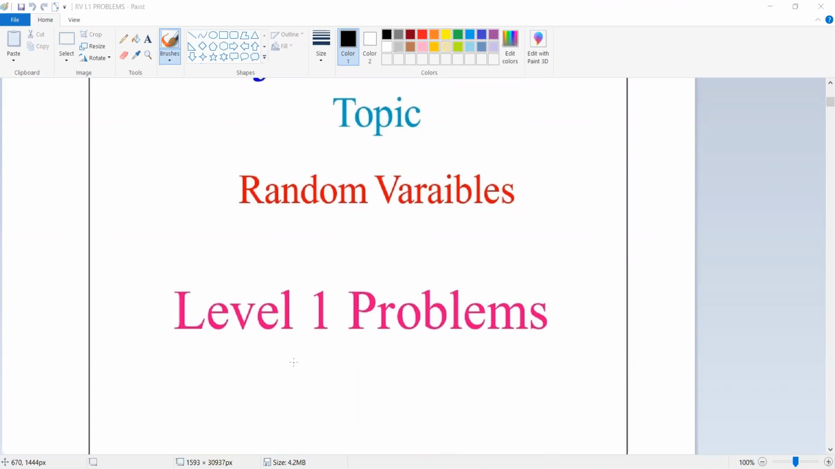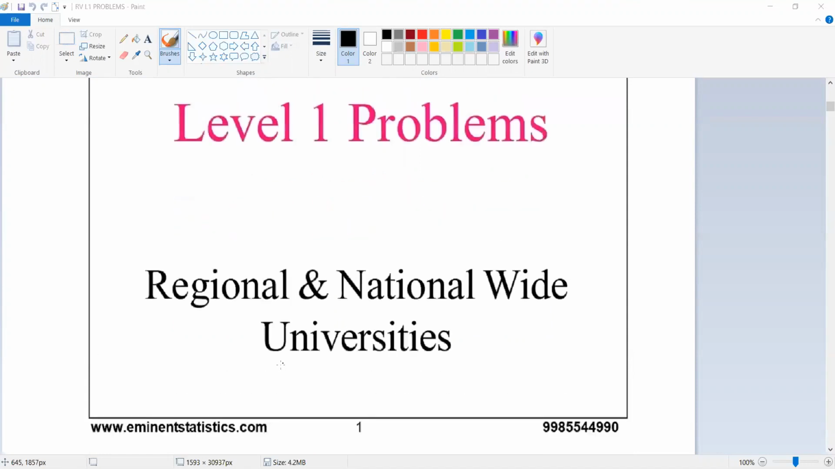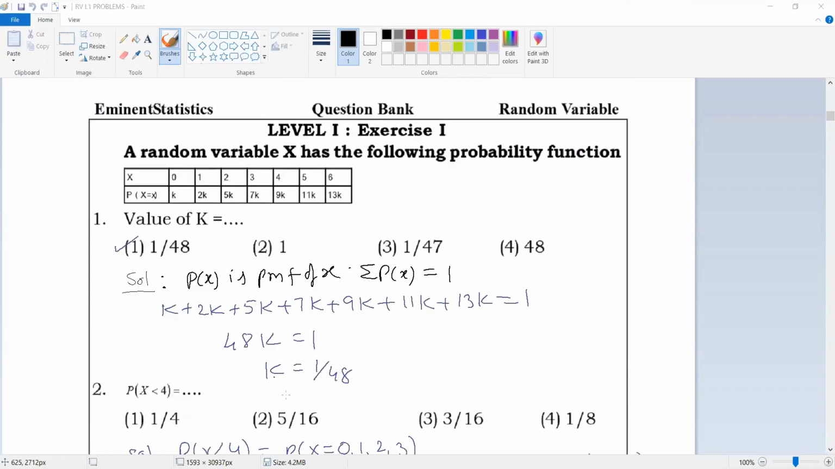Using this knowledge to solve these problems, you can then solve the level 2 problems. After completion of level 1, we have to move to the level 2 problems. First, level 1 problems, exercise 1, book 1.